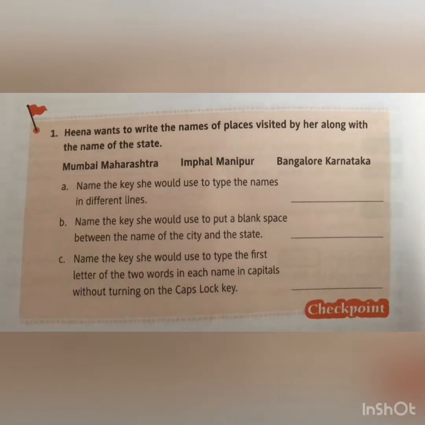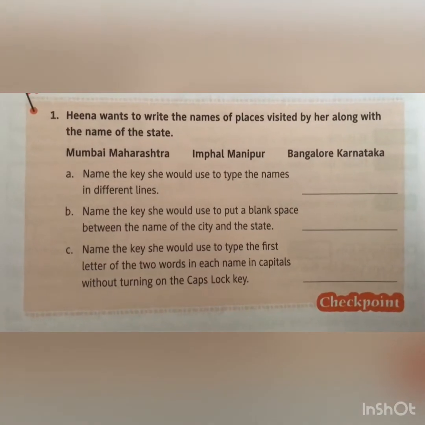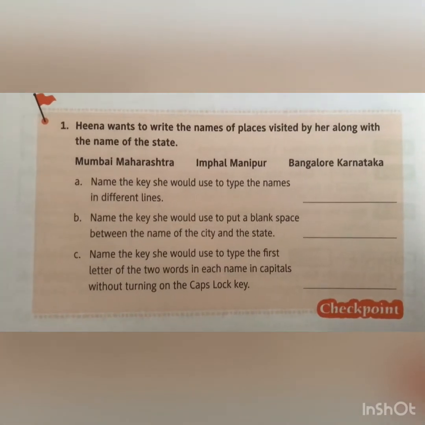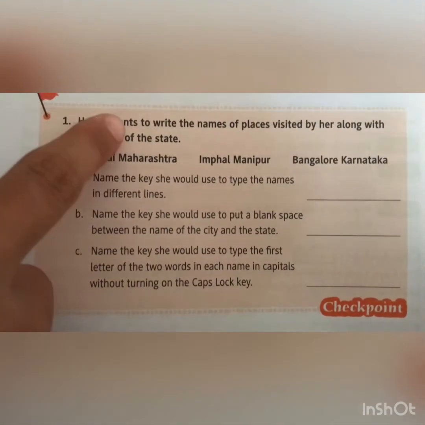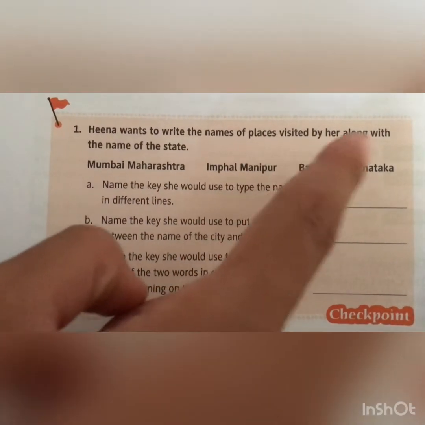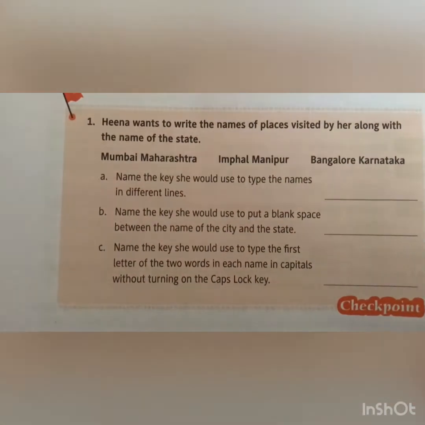So students, take out your course book, page number 22, checkpoint 1. So you all have to write the answers in the blank. Hina wants to write the name of the place visited by her along with the name of the state.